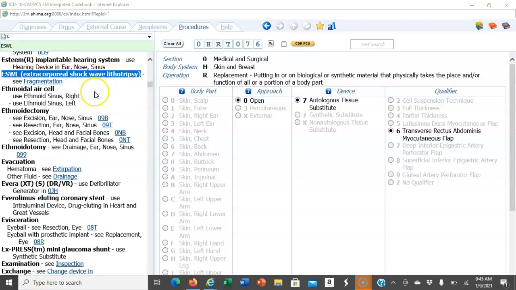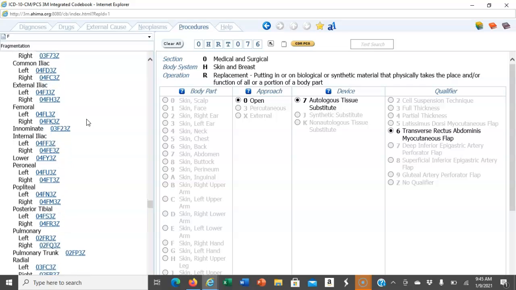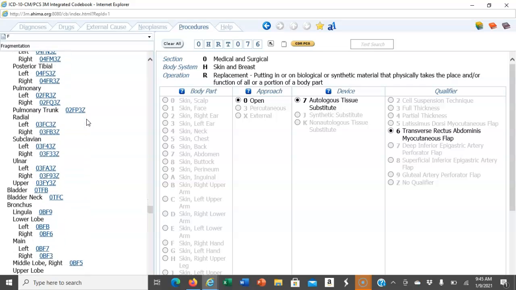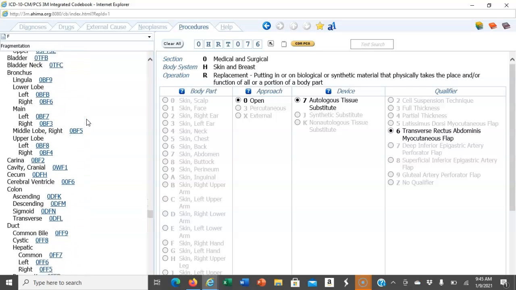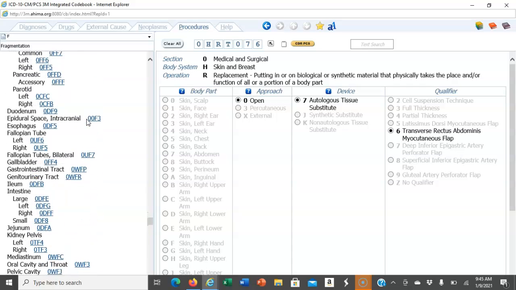Patients with kidney stones often have lithotripsy. It is extracorporeal shock wave lithotripsy, ESWL. It is fragmentation. The approach for this is typically external because they put the patients in a tank. Sometimes it is not, but many times it is.